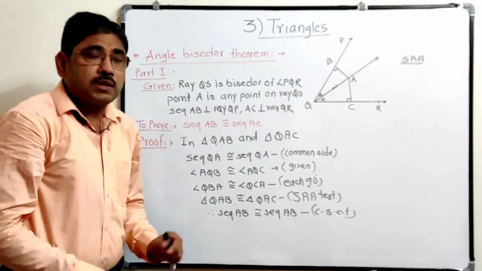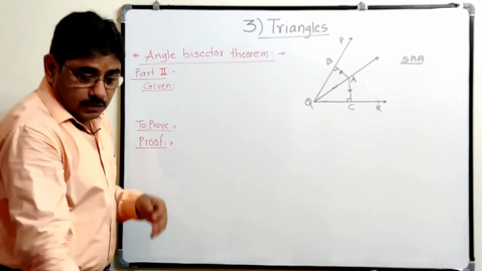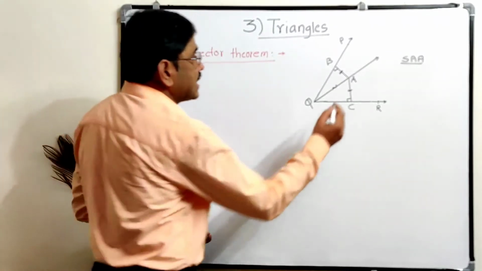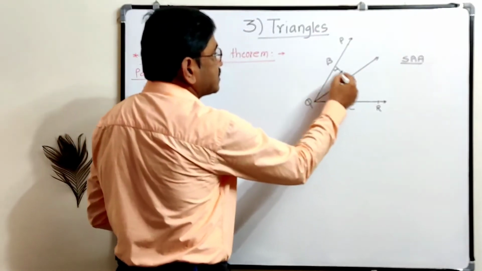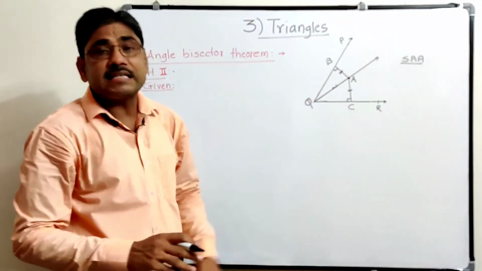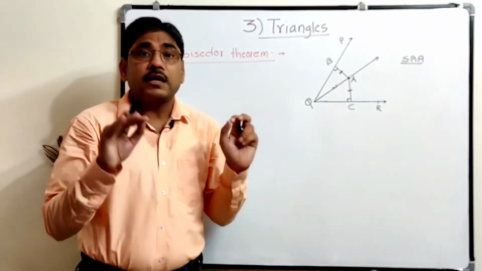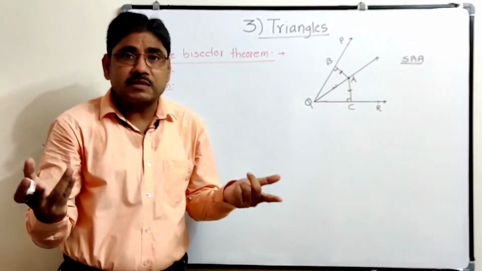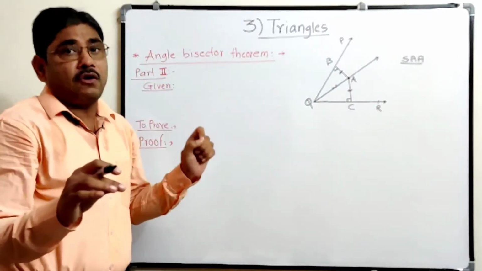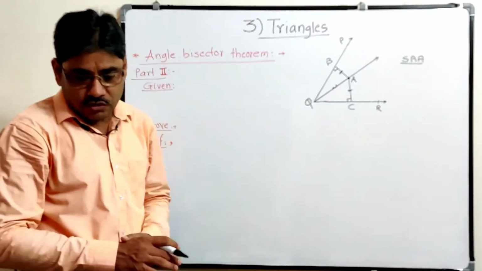Here, the proof is not given in the textbook. We have to write that proof. Part 2 of that theorem: a point is there now which is equidistant from the sides. A is equidistant, meaning AB equals AC is given. Then what we have to prove is that QA is the bisector of the angle, meaning that point lies on the bisector. Any point equidistant, that is, at equal distance from the sides, in the interior of that angle must be on the bisector of that angle. So any point equidistant from the sides of the angle is on the bisector of the angle.